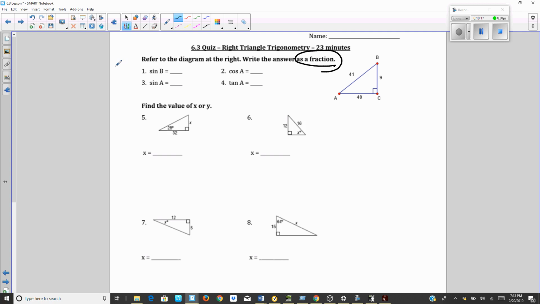So number 1, they want us to find the sine of angle B. So I'm going to circle B. So sine, of course, is O over H. So I just need to figure out what the opposite side of angle B is and what the hypotenuse is. So if you cover up angle B with your hand, the side you're not touching is 40. So 40 is the opposite side. Of course, the hypotenuse is the longest side, or the side opposite the right angle. So over H is 40 over 41.